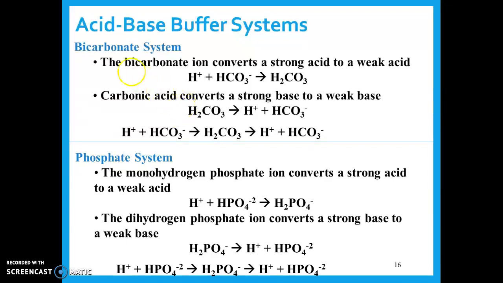These carbonic acids that are floating around in your blood can do the opposite now. If the pH gets too high, they can break apart and release hydrogen ions. So that's going to make it more acidic. And if the pH was too high, then adding an acid is actually going to bring it back down lower to where it should be.